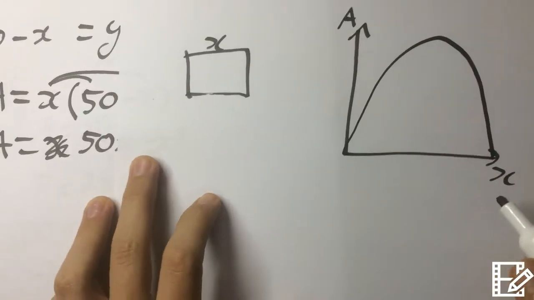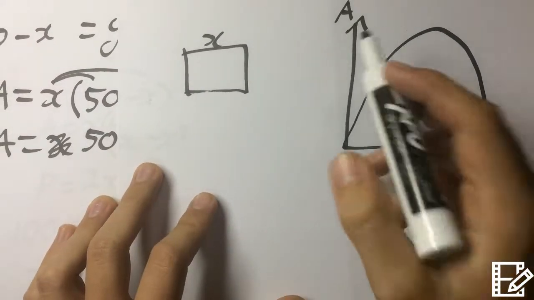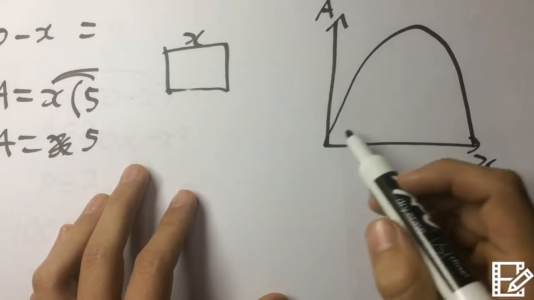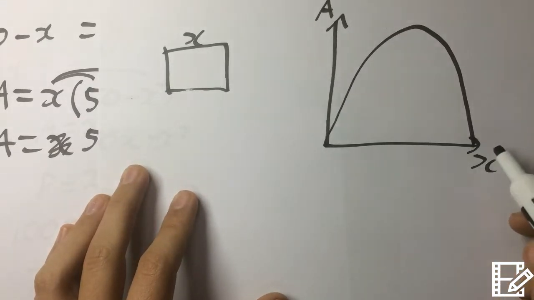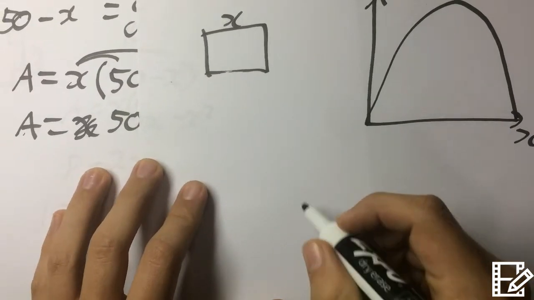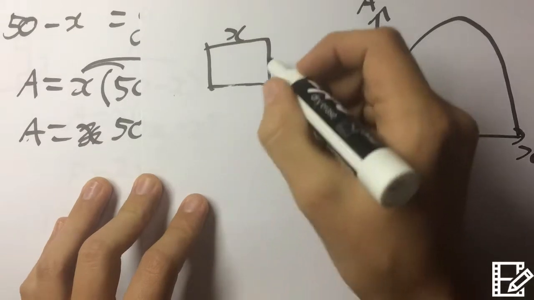And that basically means when you have a small x value, the area is small. As you increase the x value, the area gets bigger and bigger, and then it starts going down again and becoming small.